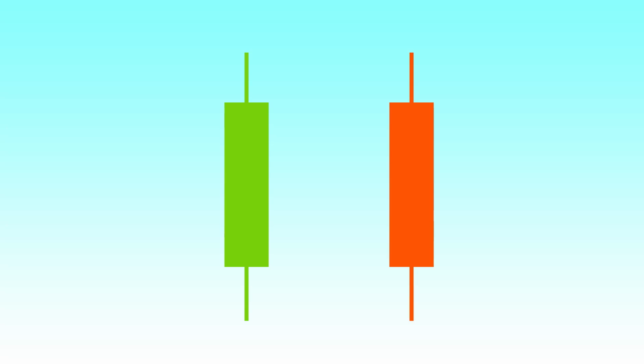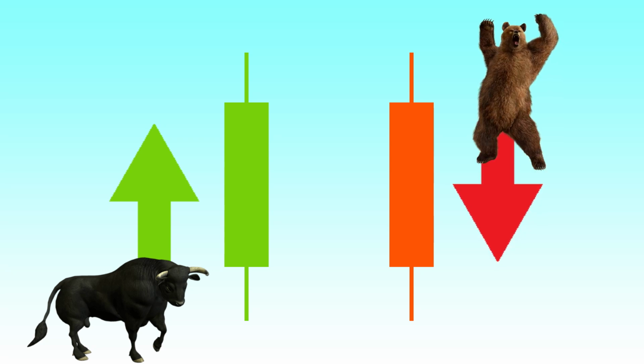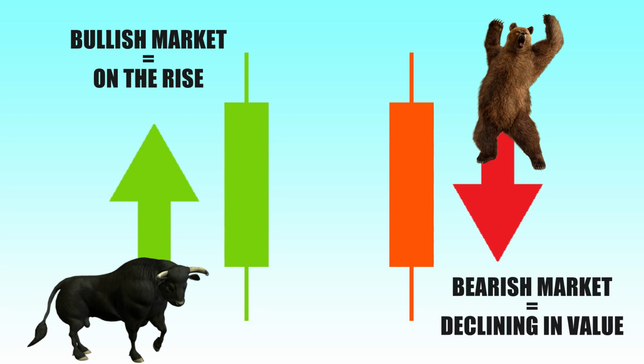Surely you would have noticed candlesticks can either be green or red. The green candle shows a period where the stock closed above its opening price. That indicates bulls were in control. The red candle shows a period where the stock closed below its opening price. This indicates bears were in control. Oh, in case you didn't know, a bullish market is one that is on the rise, whereas the bearish market is the one that is declining in value.